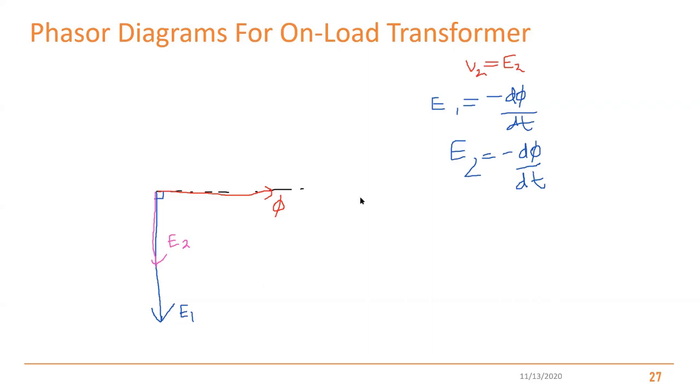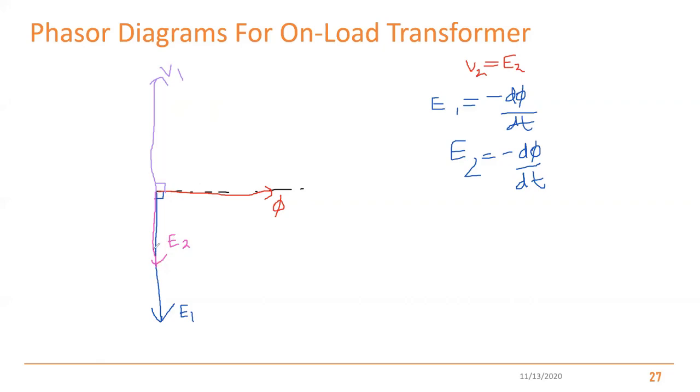Since this is an inductive circuit, you can draw V1 at 90 degrees to the current phasor, because the current phasor and flux phasor are in phase. Therefore the voltage phasor should be 90 degrees leading. Okay, therefore the V1 phasor should be like this. Now since V2 is E2, the V2 phasor also lies here.